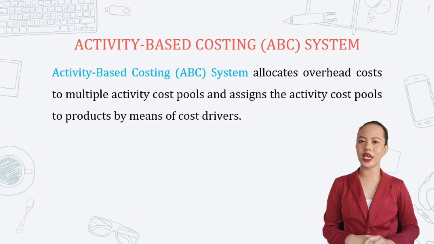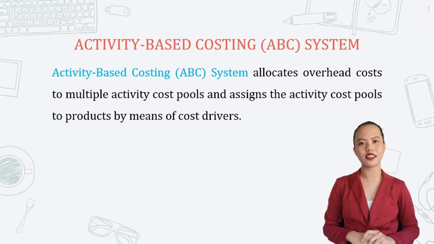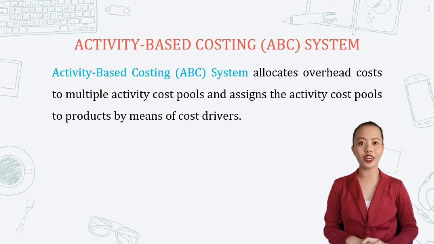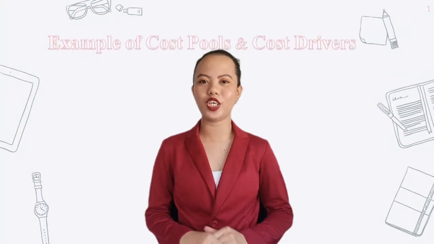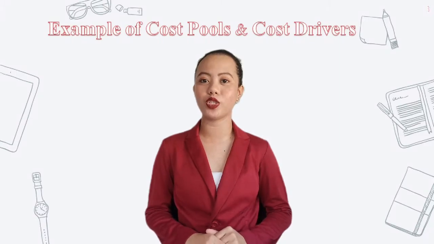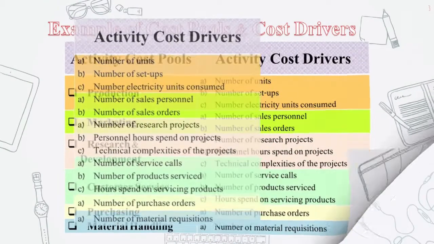Activity-based costing, or ABC system, allocates overhead costs to multiple activity cost pools and assigns the activity cost pools to products by means of cost drivers. Now, if you're wondering what cost drivers and activity cost pools are, let me give you their definition. In order for you to have a better understanding about cost pools and cost drivers, I will provide you with some examples which are now shown on your screen.